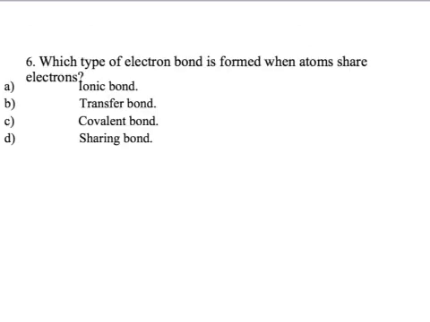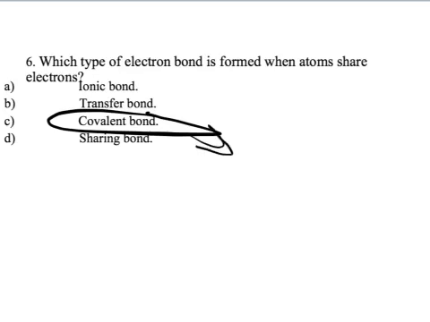Which type of electron bond is formed when atoms share electrons? Well, it's a covalent bond because they coexist, they cohabitate, and when you share. Okay.